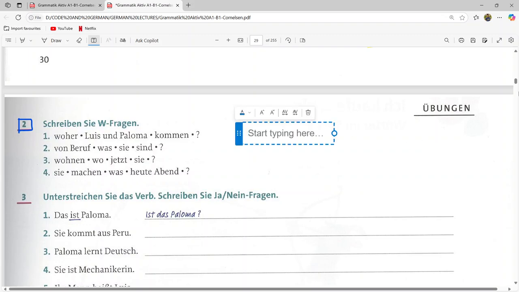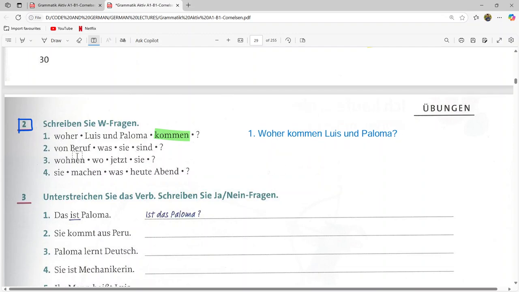First one, we have to write the W-Frage word. So wo, okay, and then the verb in the sentence. Which is the verb in the sentence? Kommen is the verb. Okay, so write kommen, and then the rest of the things. Luis und Paloma. Done.